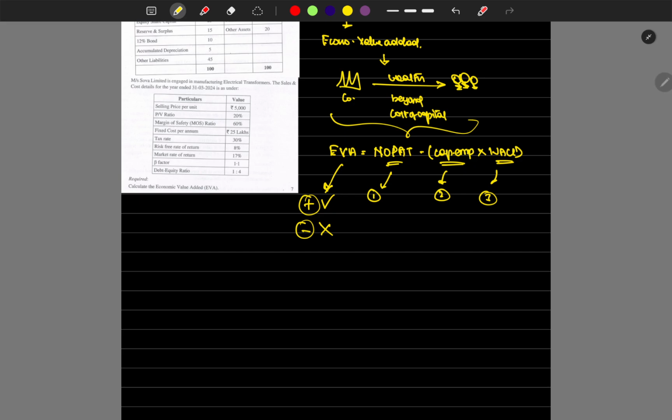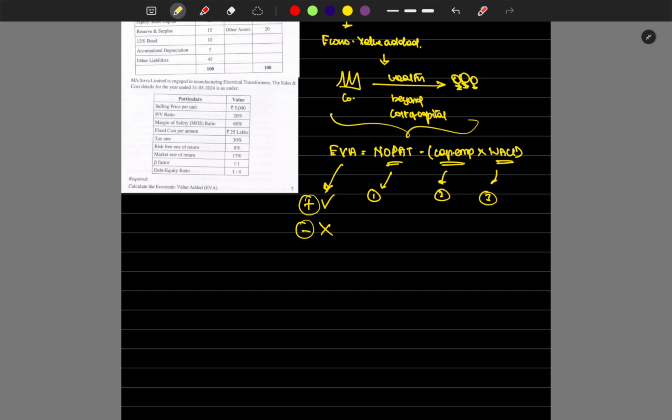NOPAT means net operating profit after tax. Operating profit is what we get from our contribution after removing the fixed cost. Once we get the operating profit, from that we reduce the tax portion, and we get the net operating profit after tax.